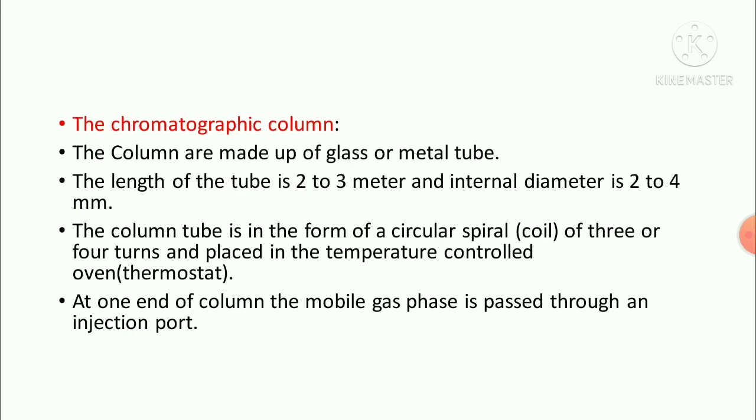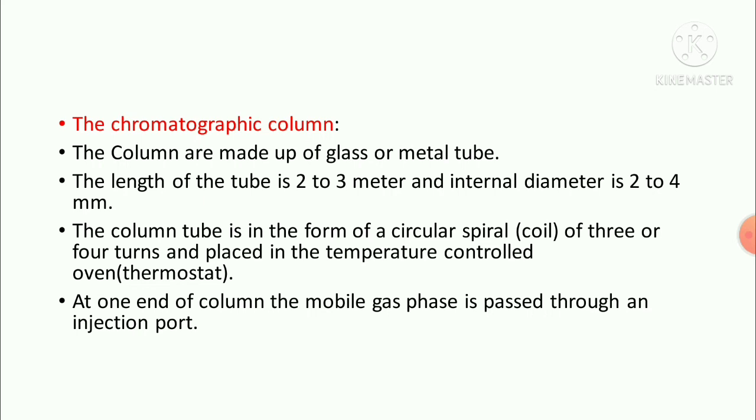Then the third component is the chromatographic column. The column is made up of a glass or metal tube. The length of the column is about 2 to 3 meters and its internal diameter is about 2 to 4 millimeters. Then the column tube is in the form of a circular spiral coil of 3 or 4 turns and placed in a temperature controlled oven.